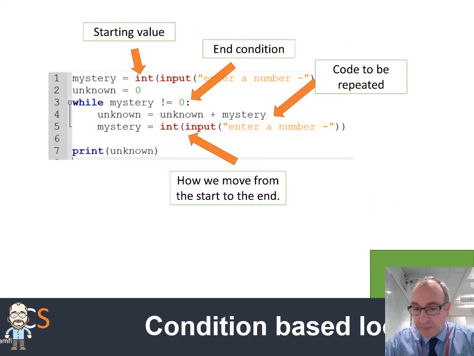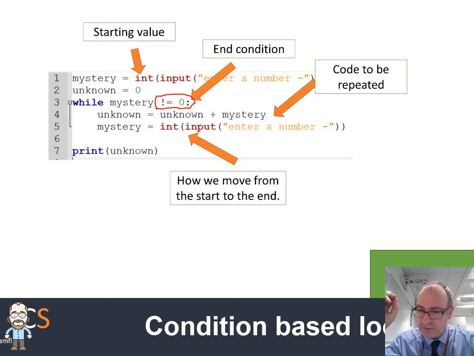So last bit, condition-based loops. Condition-based loops have the same structure as the counter loops. We have a starting value, but this one normally will be some text or it will be an input. In this scenario, it's an input. The end condition, well, that's when I wanted to stop. That end condition basically is going to stop when it's false. So while that condition is true, it's going to repeat.